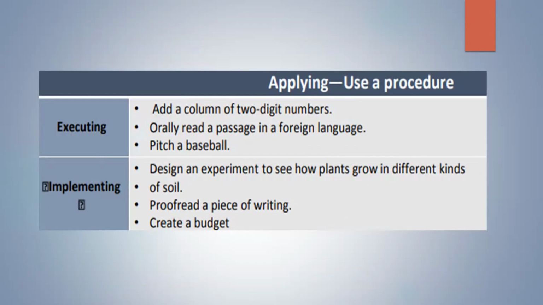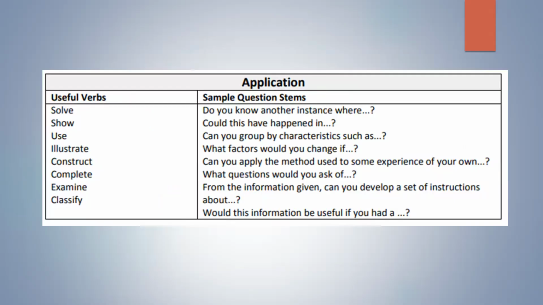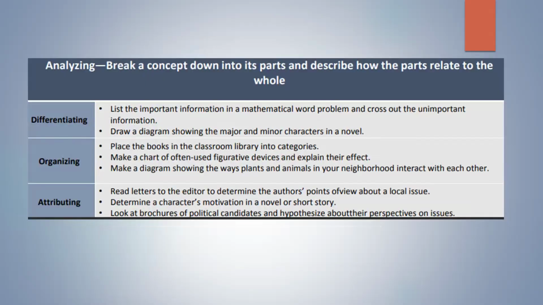These are some of the examples for application, applying: add a column of two-digit numbers, orally read a passage in a foreign language, pitch a baseball, design an experiment to see how plants grow in different kinds of soil, proofread a piece of writing, create a budget. You can see all of these verbs and all of the examples for application here.